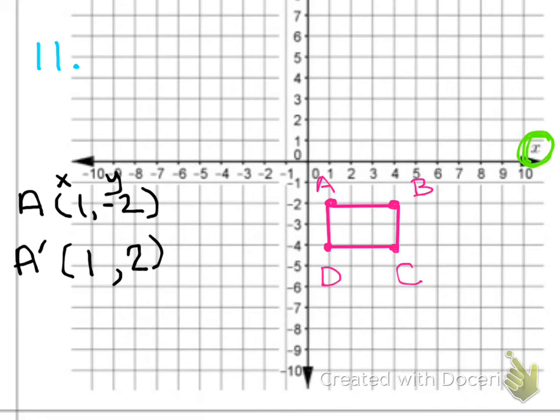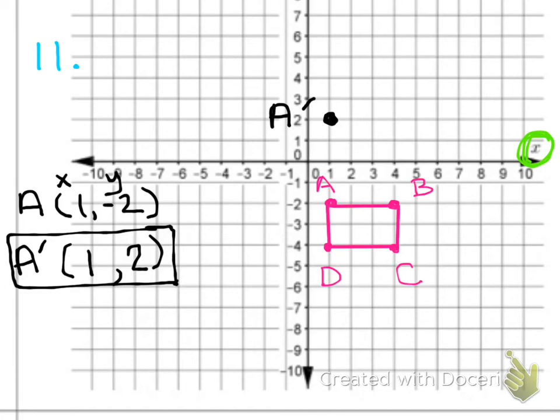So now you're going to plot the A' on the coordinate plane. We're going to go over 1 and up 2, and we're going to plot that point right there, and we're going to label it with A and that little apostrophe to show that that is our reflection. And on the test itself, it's going to ask you to identify the ordered pair. So this is what you would write on the answer line.